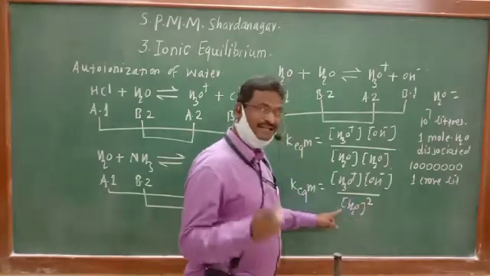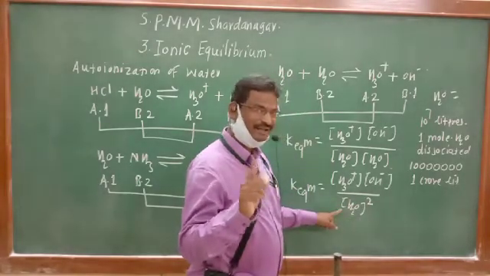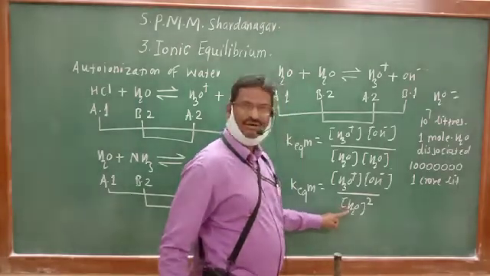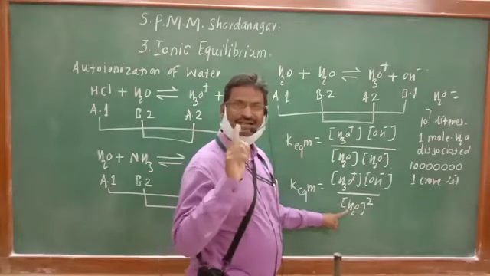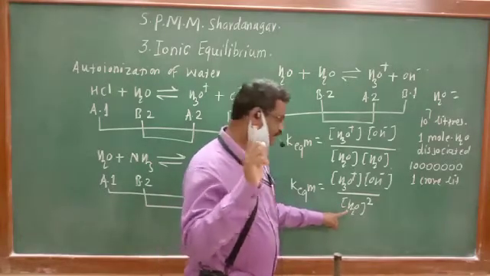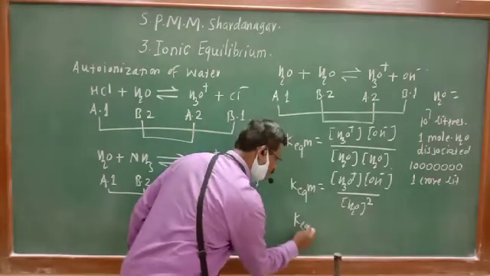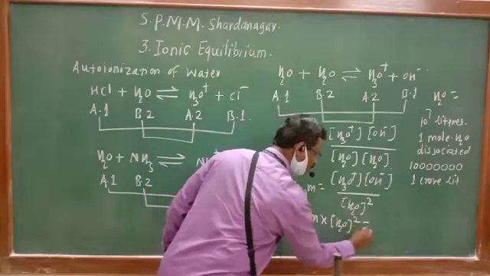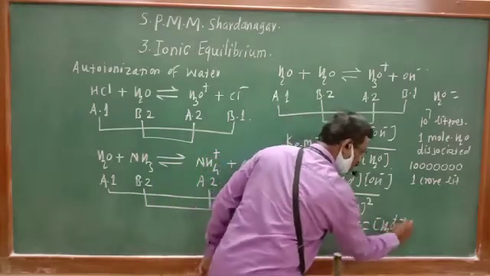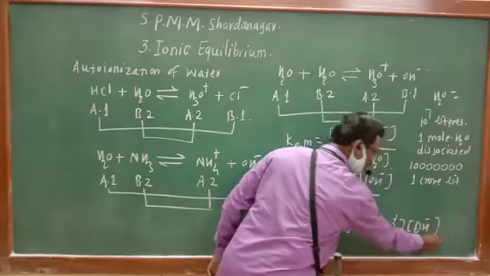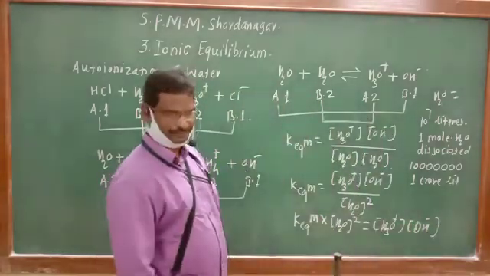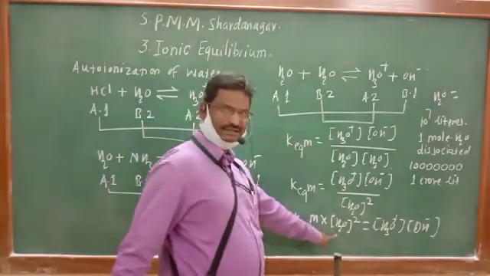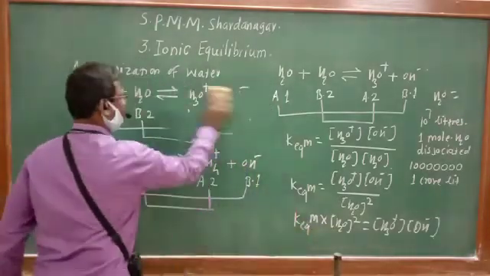Therefore, is there any change practically in the concentration of water? No. The concentration of water practically remains constant. It is unchanged. So K equilibrium multiplied by concentration of water square will be equal to concentration of hydronium ion into concentration of hydroxyl ion. And I have explained this is constant. This is also constant.